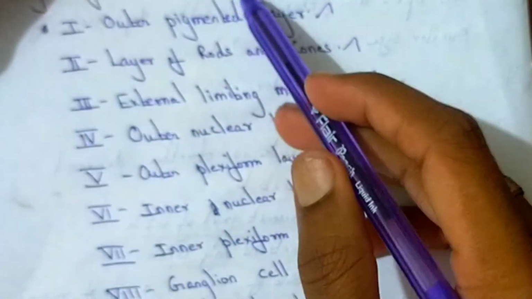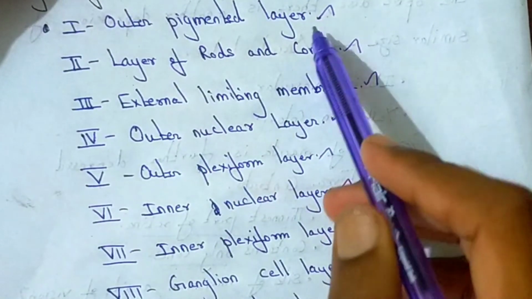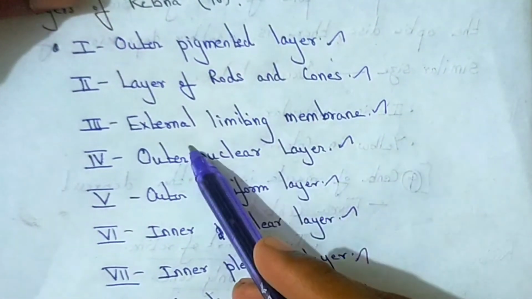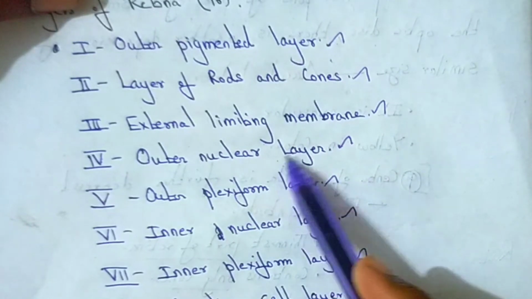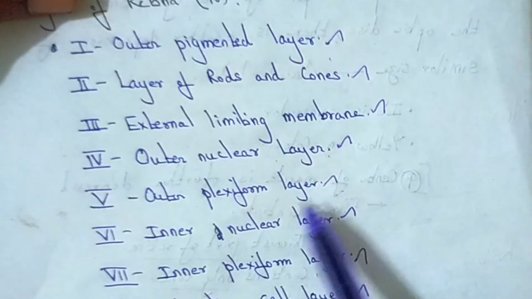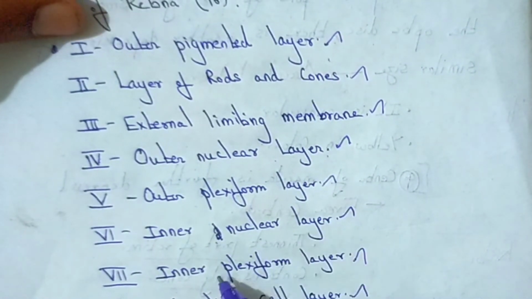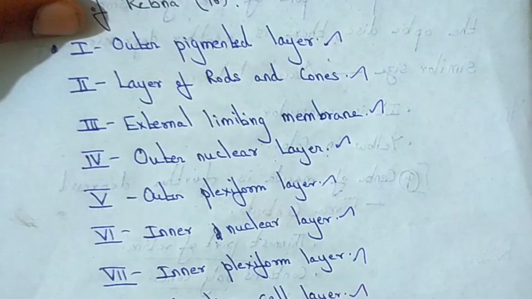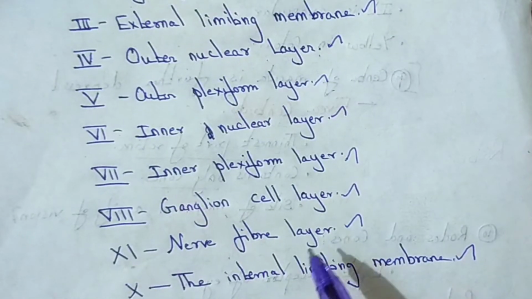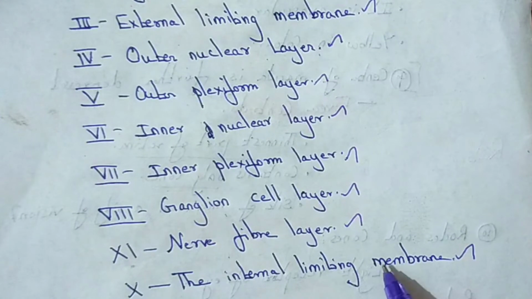Now, revising the layers of the retina, there are 10 layers. Outer pigmented layer, inner rods and cones, external limiting membrane, outer nuclear layer, outer plexiform layer, inner nuclear layer, inner plexiform layer, ganglion cell layer, nerve fiber layer, and the internal limiting membrane.